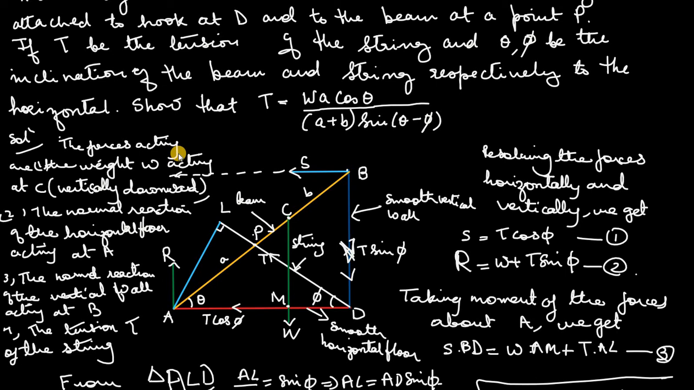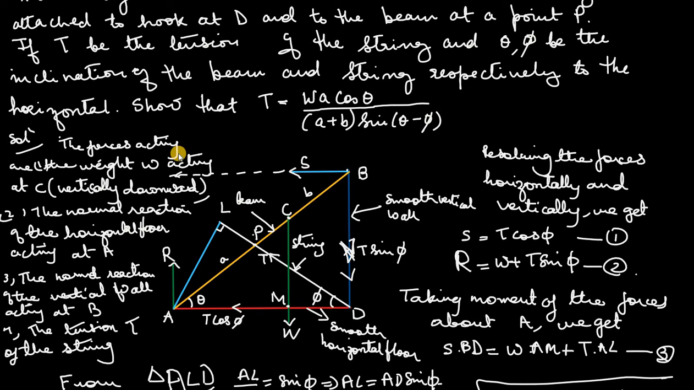AC is to CB as a is to b, so the length of the beam AB will be equal to a plus b. Now the weight W, since C is the center of gravity, acts vertically downwards through this point C. Tension T of the string will act along this direction, and S here is the normal reaction of the smooth vertical wall, acting at B.